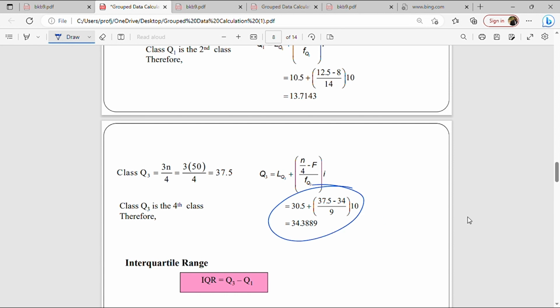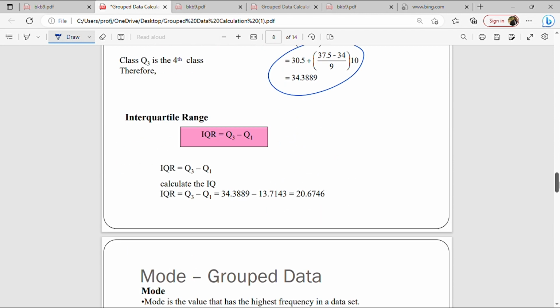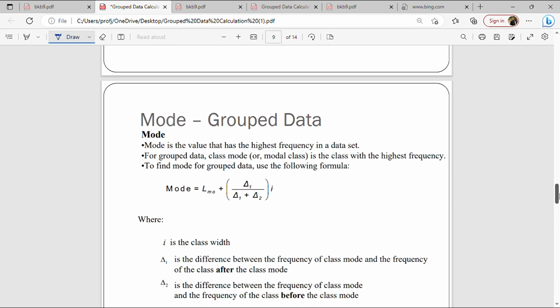Now, semi-interquartile range is Q3 minus Q1 over 2. You've gotten your Q3, you've gotten your Q1. Put in the values, divide by 2, and you get your semi-interquartile range. This is very simple. Now, I'll go to mode of grouped data.